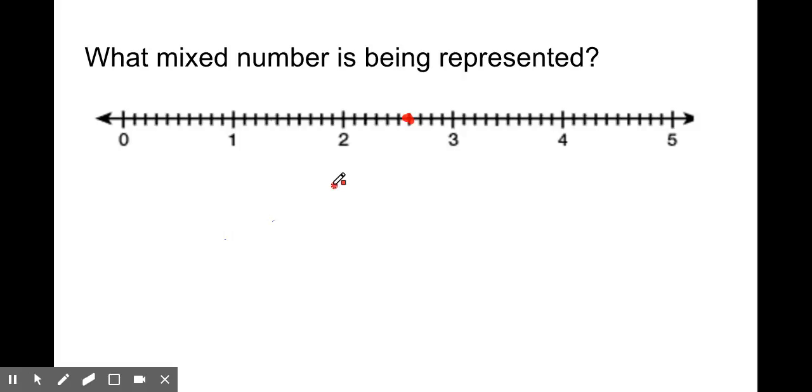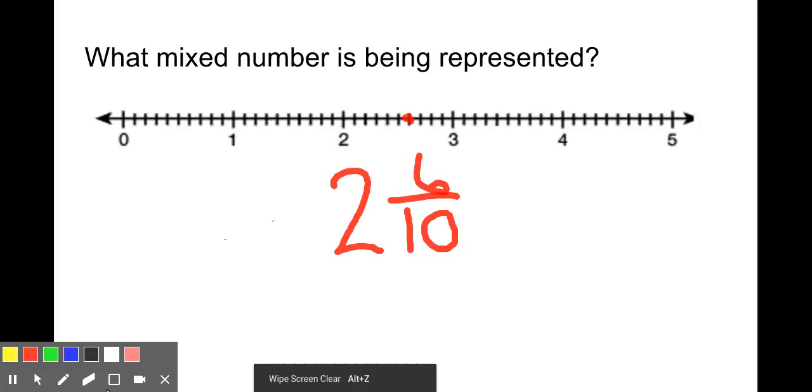So I can write 2 wholes. And then I have to ask myself, how many spaces are being represented after my whole? So I know how many total spaces there are here in 1 whole because we already counted those from the last number, and that's going to be 10. And how many spaces after my whole number? 1, 2, 3, 4, 5, 6. So 2 and 6/10. This number represents 2 wholes and 6/10.